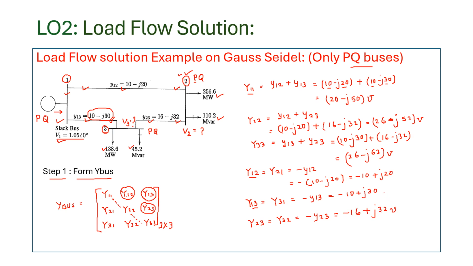That all values, they are in mhos. So this is how we can form Y bus by inspection method. It is very, very simple. So diagonal elements of this matrix, they are the total admittance connected to a particular bus, and the off diagonal elements, they are the negative of the admittance of the transmission line connected between the respective buses.